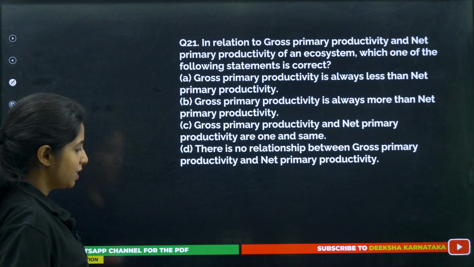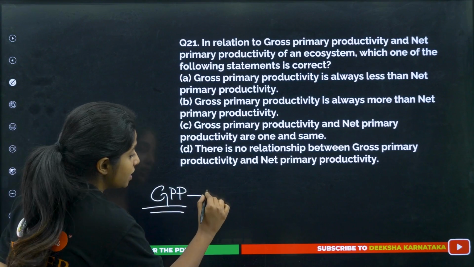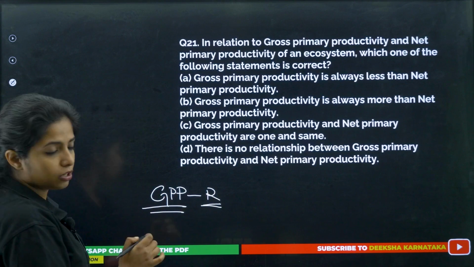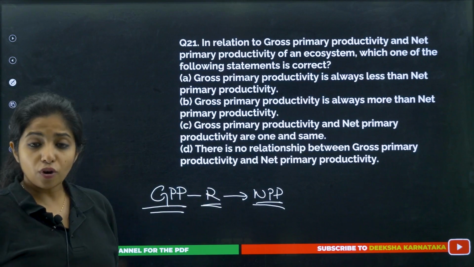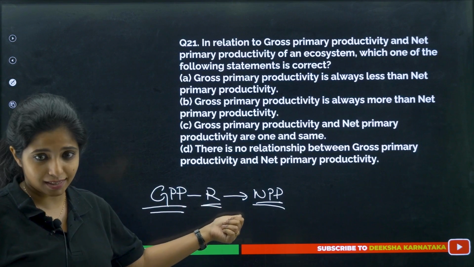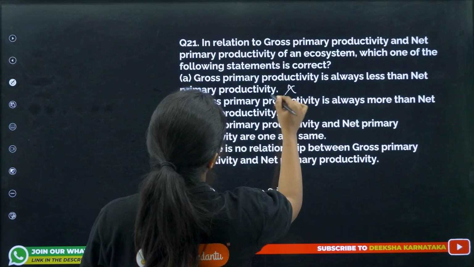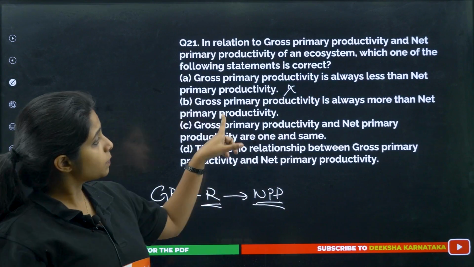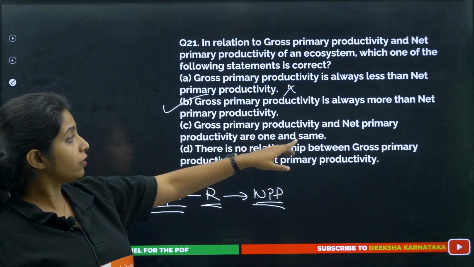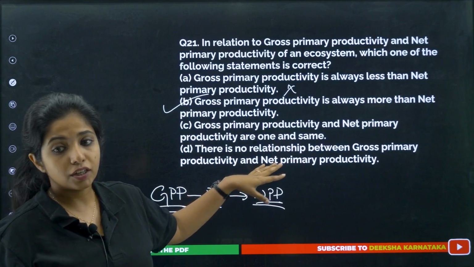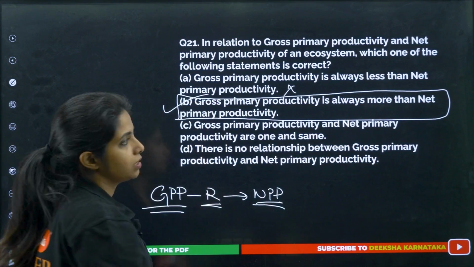Do you think so? What is the formula? Gross primary productivity is the total that is being produced, minus what is being used, that is known as respiratory losses. What do you get? You get NPP, net primary productivity. So gross primary productivity cannot be lesser than this. You subtract this and that's when you get this. So this is wrong. We have to find out the correct statement, right? So gross primary productivity is always more than net primary productivity. Correct. Gross primary productivity and net primary productivity are one and the same. There is no relation. So that is also wrong. So this becomes the correct answer.